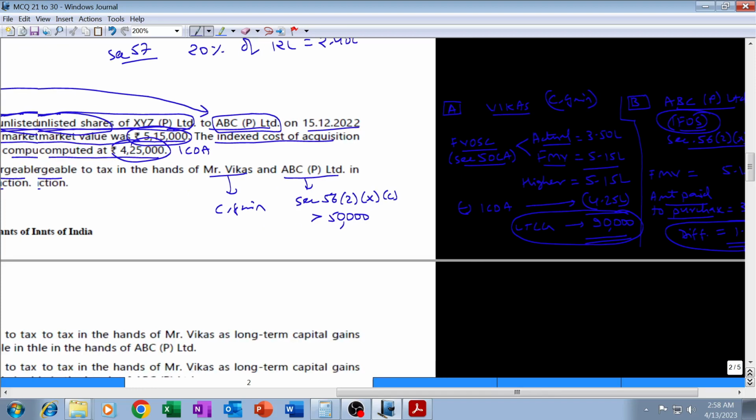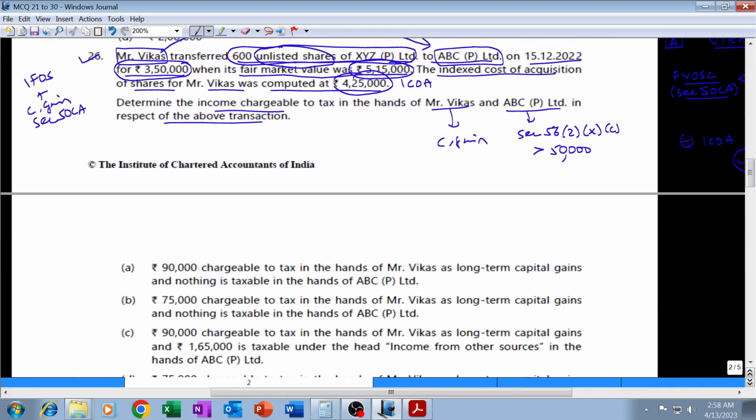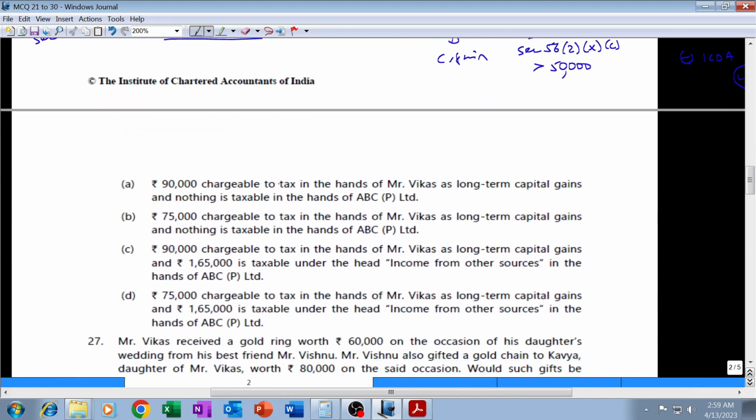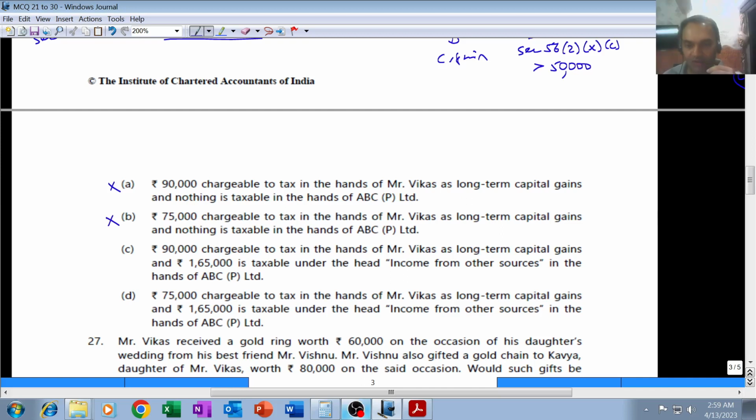Let's see whether this is one of the options or not. 90,000 and 1,65,000. Option A, B, C, D. First is 90,000 chargeable to tax in the hands of Vikas as long-term capital gain and nothing taxable in the hands of ABC. Wrong. Second, 75,000 chargeable to tax in the hands of Vikas as long-term capital gain and nothing taxable in the hands of ABC Private Limited. Wrong. Third, 90,000 chargeable to tax in the hands of Vikas as long-term capital gain and 1,65,000 chargeable to tax under the head income from other sources in the hands of ABC Private Limited. This is the correct answer according to us. And the fourth, 75,000 chargeable to tax in the hands of Vikas as long-term capital gain and 1,65,000. This is the wrong answer.